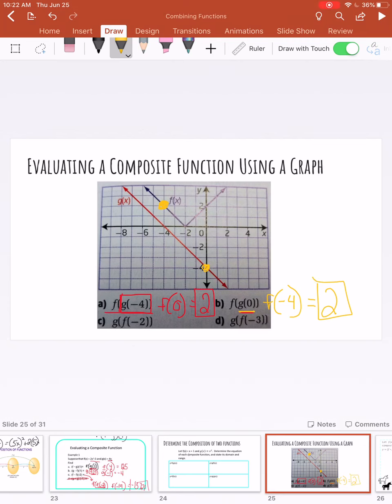All right, I'd like you to pause this video and try C and D by yourself, and then I'm going to put the answers on. Okay, so the answers for C and D, and I'm not going to go through a lot of detail just for time's sake. You should be getting -4 for C and -5 for D if you did it correctly.